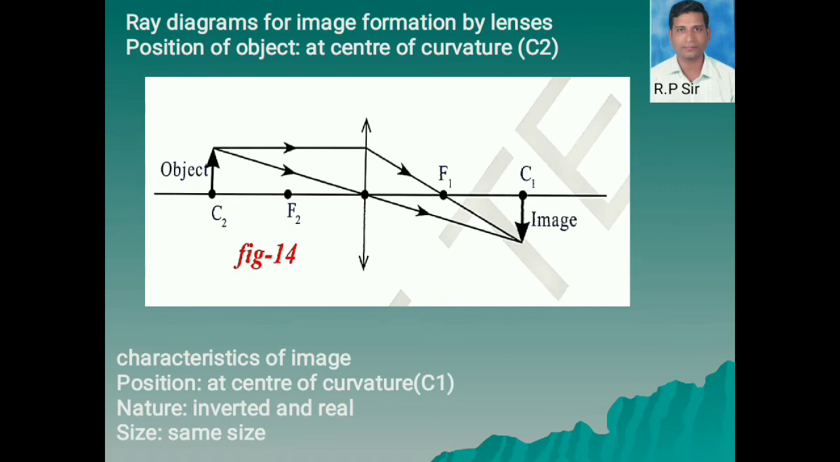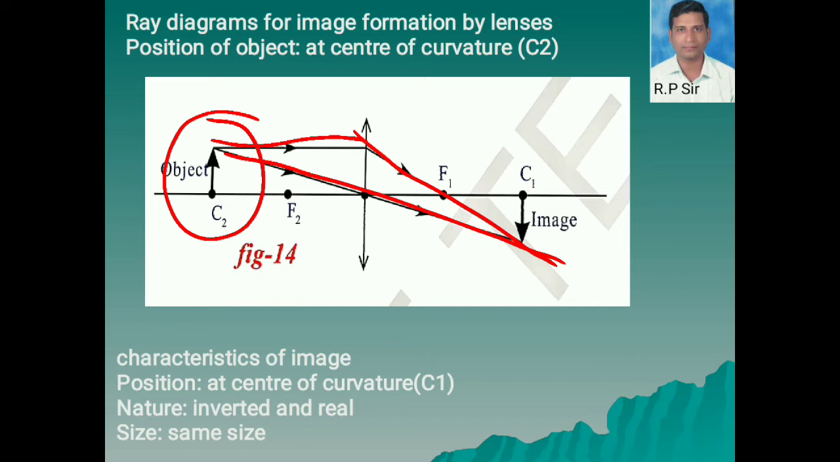Case 3. Position of object at center of curvature, that is C2. Again we take two rays. The first ray parallel to the principal axis after refraction passes through the focal point. A ray which is passing through the optic center is undeviated. So these two rays intersect here and form the image at C1. So the image nature is inverted and real. It's a same size image.